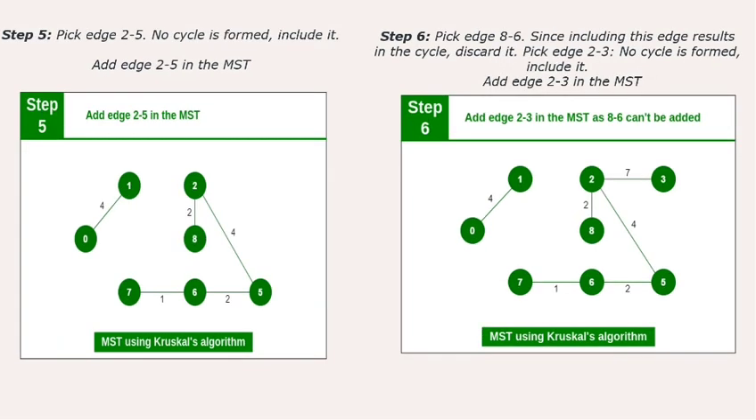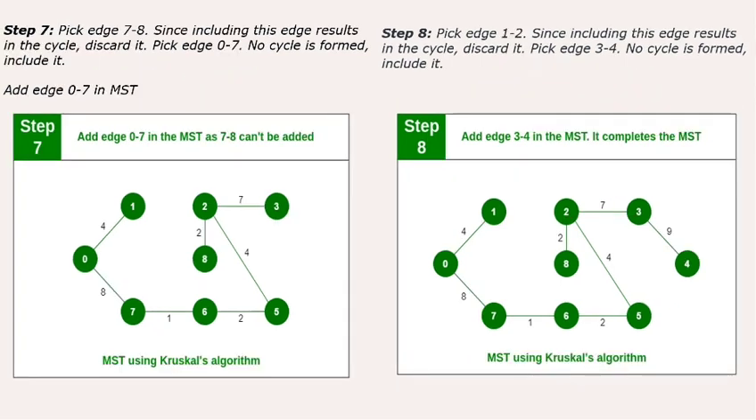Next, step 5. The next will be 2 to 5, which has the same weight of 4. Step 6 includes taking the edge 8 to 6. Since including this edge forms a cycle, we discard it. Next, we take the edge 2 to 3, which has the weight of 7. There is no cycle formed, so we can include it. Step 7: next, we take the edge 7 to 8. Since this results in a cycle, we discard it. Now we take the 0 to 7 edge. As no cycle is formed, we include the 0 to 7 edge in the MST.